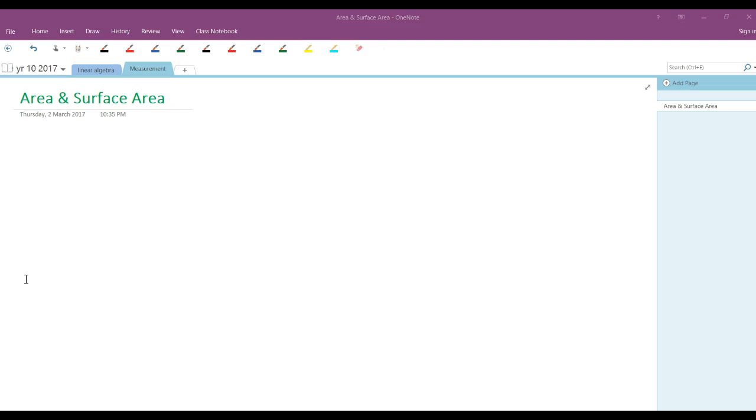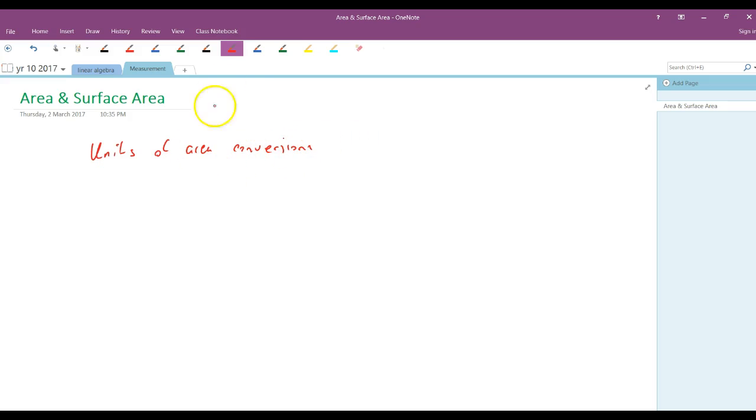Okay, in this screencast we're going to introduce a new topic of measurement, and we're going to go through some aspects of area and surface area involving some 3D objects. But initially we're going to look at just some straightforward areas, but before we do, some units of area conversions. I'll show you what I mean in a moment, because this can be a bit tricky.